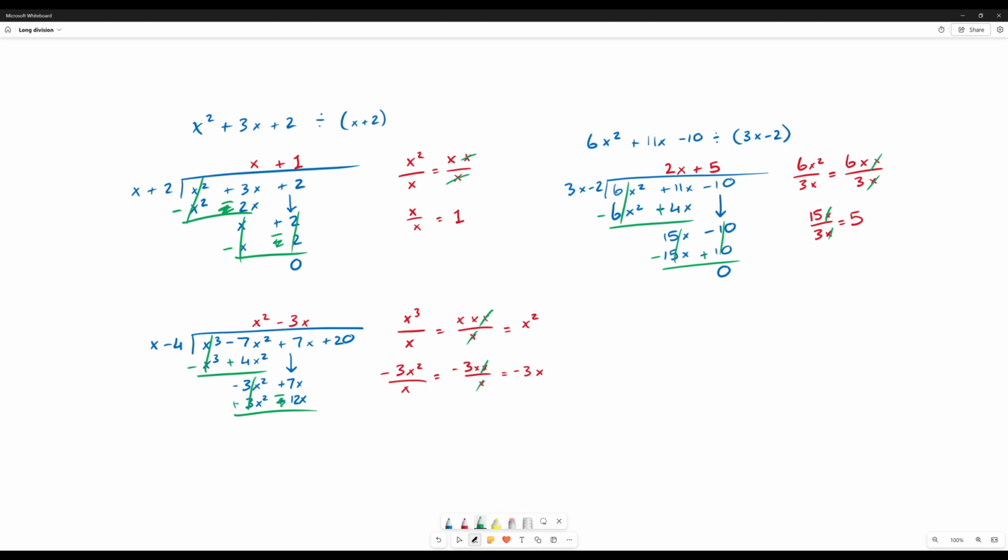Again, you always kind of want that to happen in a way that the first guy will cancel. 7x minus 12x is minus 5x. Now, that's on his own, so now I'm going to bring down the plus 20. And the reason why I'm doing it now is because now there are 2 parts, which is what I always wanted. Hooray.